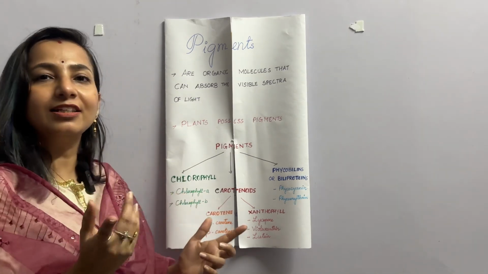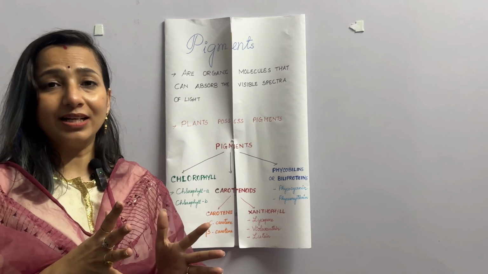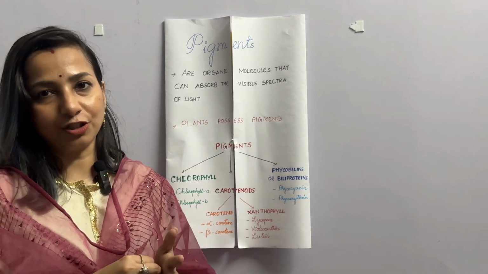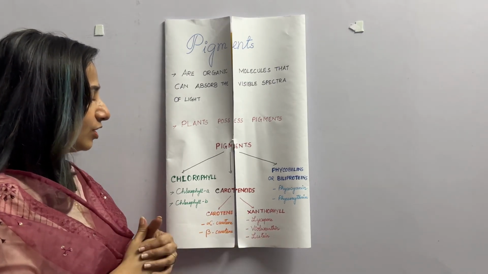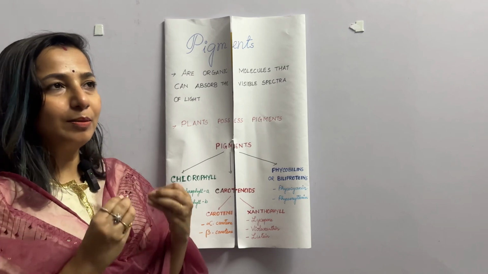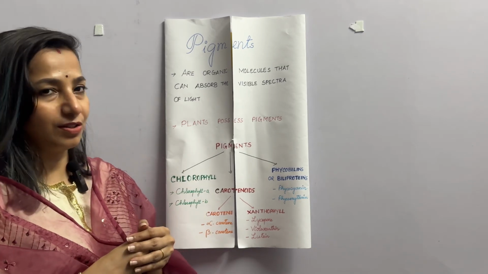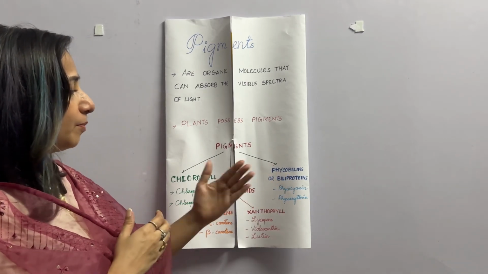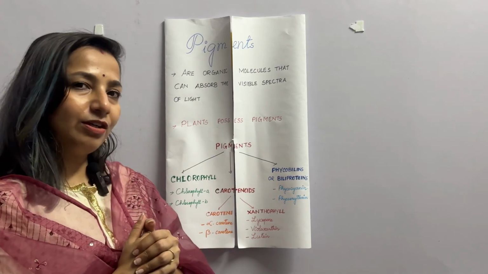Carotenes we see in carrot. So carrot is one kind of plant in which you find the highest amount of beta carotene. Okay, then we have xanthophylls like violaxanthin, lutein, etc. So this imparts definite color to the structure in which they are present. Then we have phycobilins or biliproteins. Some prominent phycobilins are phycocyanin and phycoerythrin.